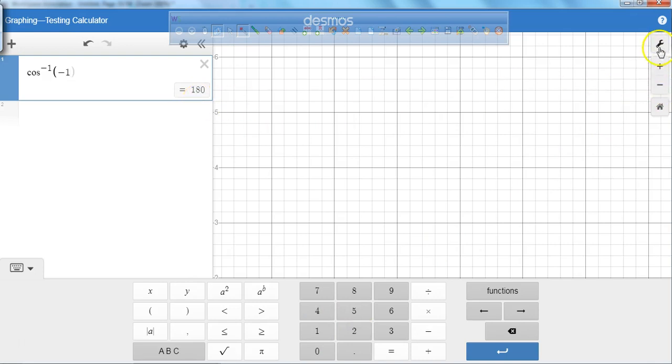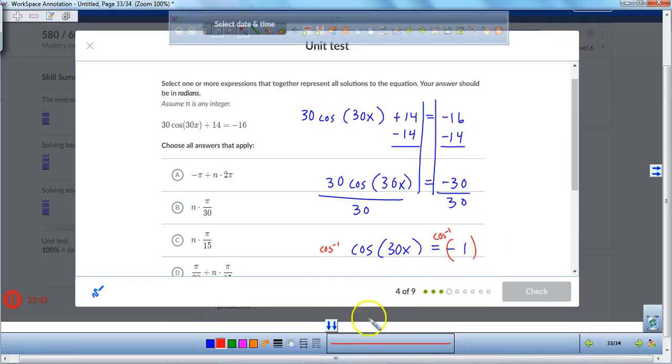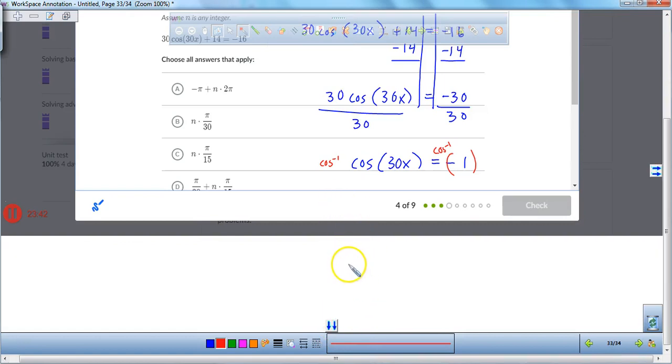So here we go. Let's change it to radians. Hey, look, it's that 3.14. So the inverse of cosine at a negative 1 is simply at what value? The inverse of cosine negative 1 is at pi. So we're going to write that down. So 30x equals pi. Write that down.